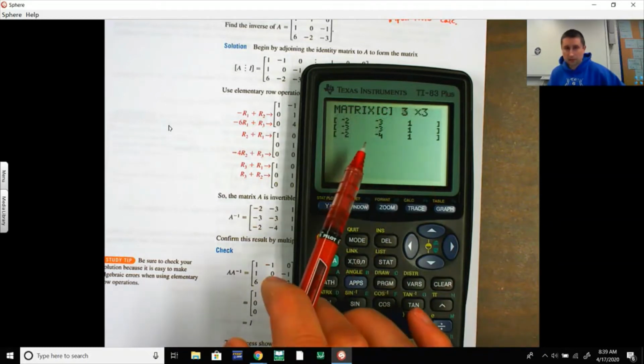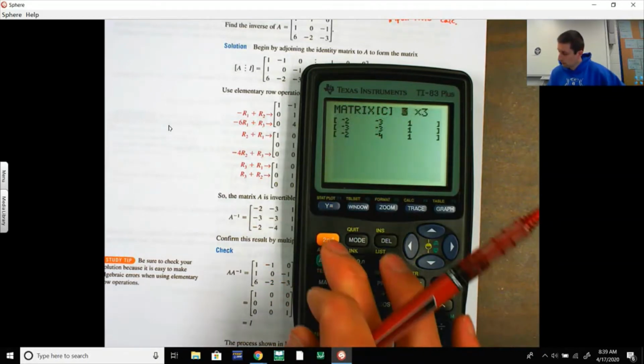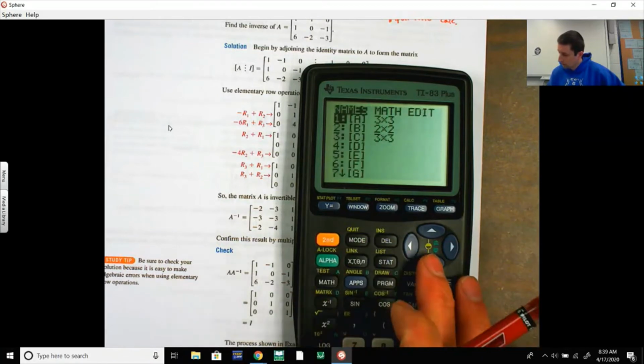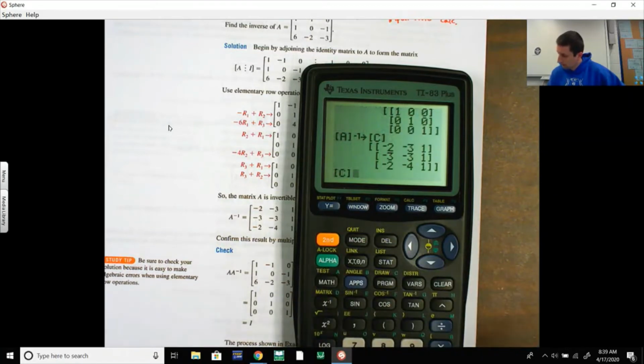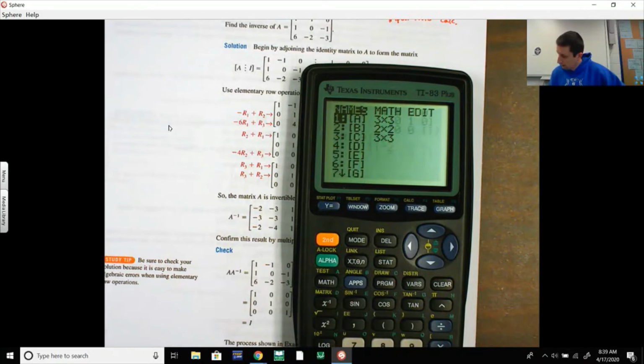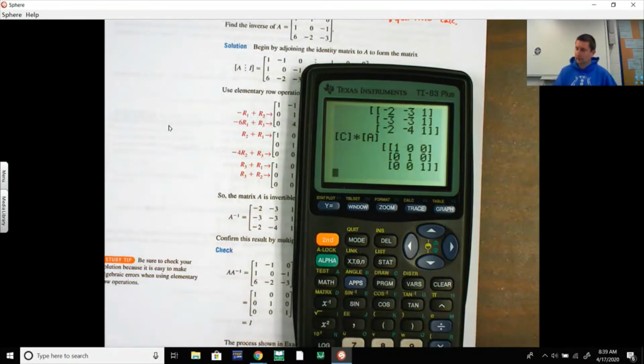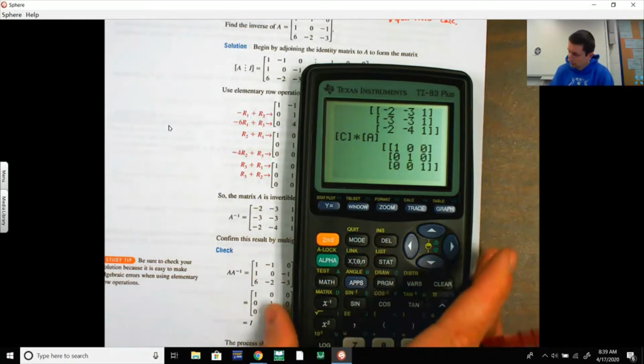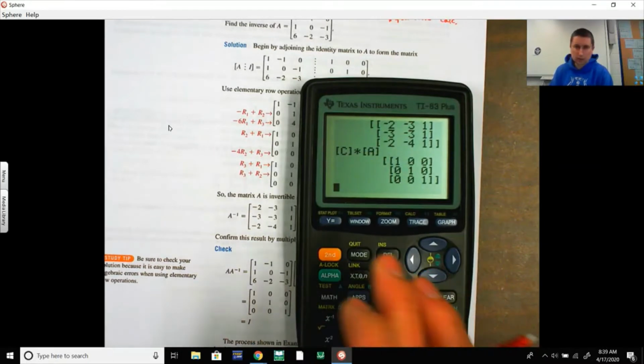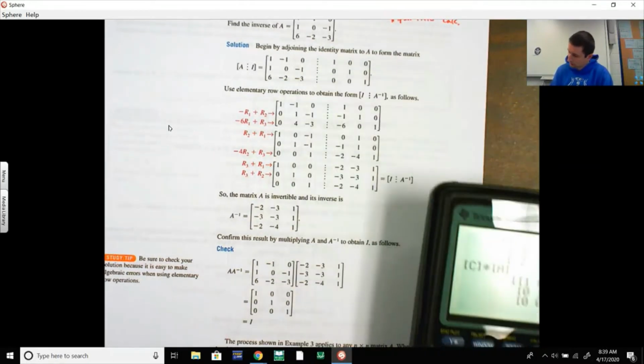It's my 3 by 3. Okay, so now I can check it. I have it stored in there, so I can say, okay, what's C times A, and that should also be your identity matrix. So that's how you can store a matrix back into another matrix. And I could have done that into B, and it would overwrite the one that we currently have.